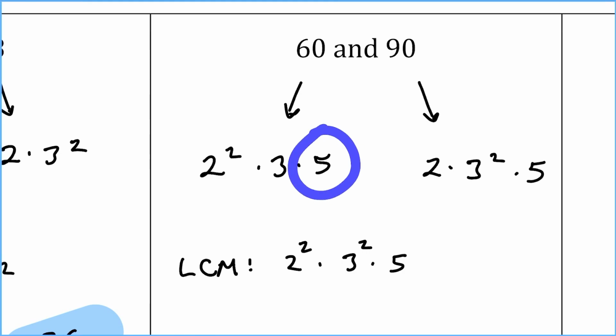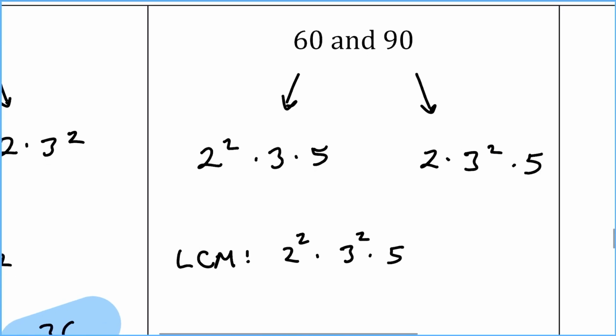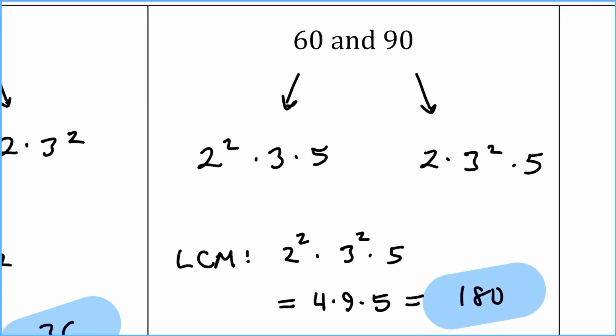5 doesn't have an exponent larger than 1, so we're just going to leave that as is. And 2 squared times 3 squared times 5 is going to be 4 times 9 times 5, which is 180. That is the least common multiple of 60 and 90.